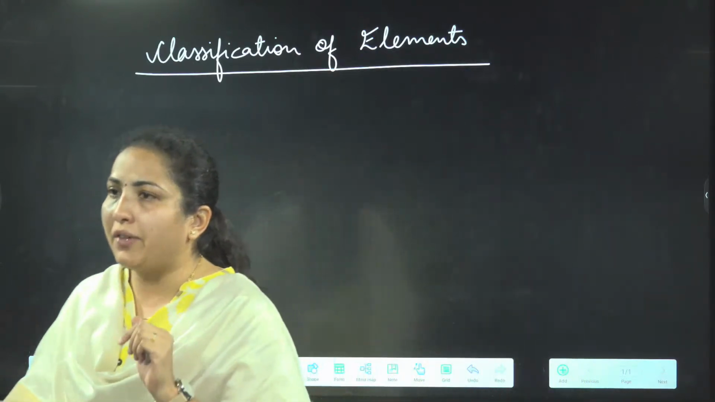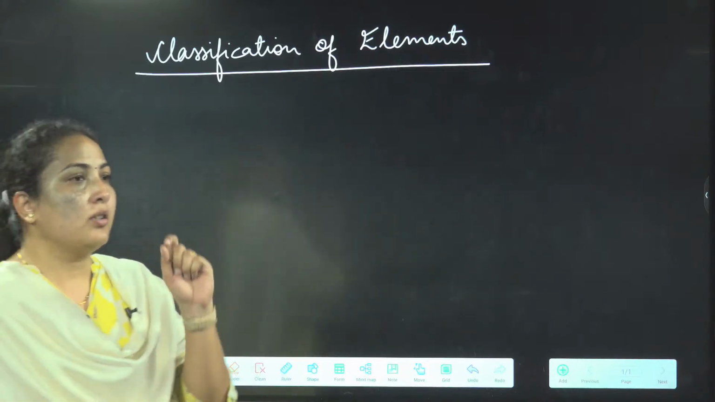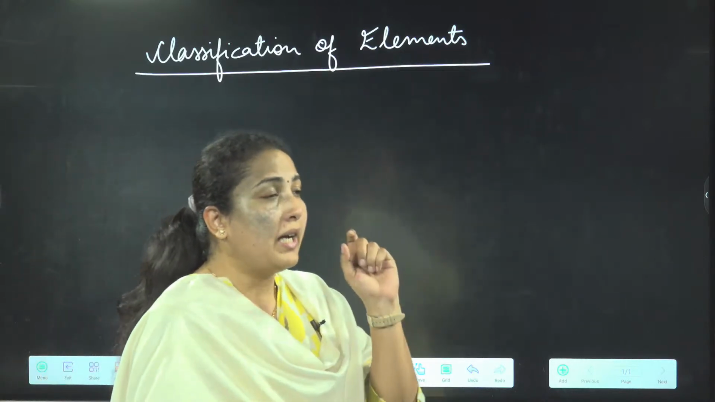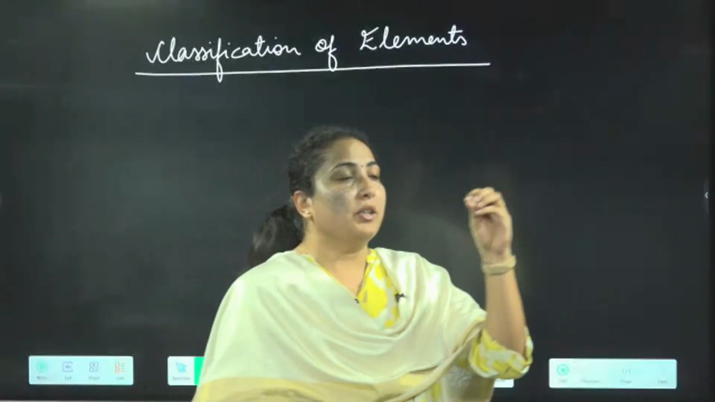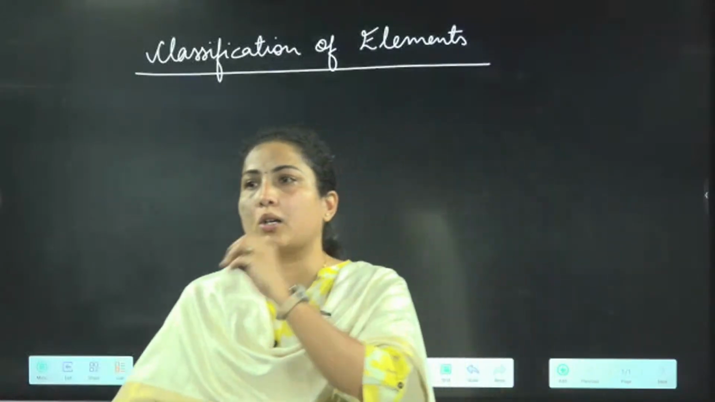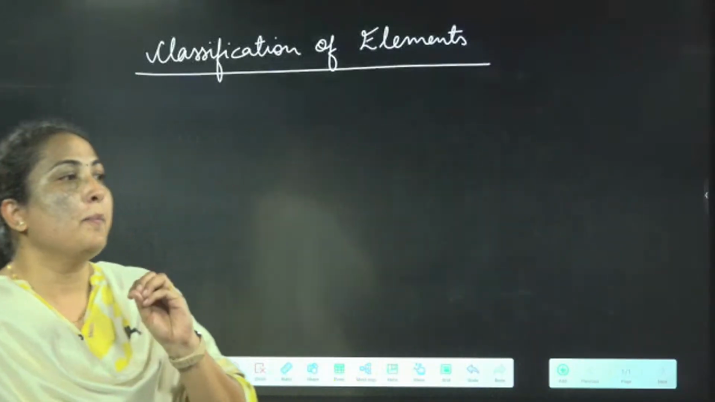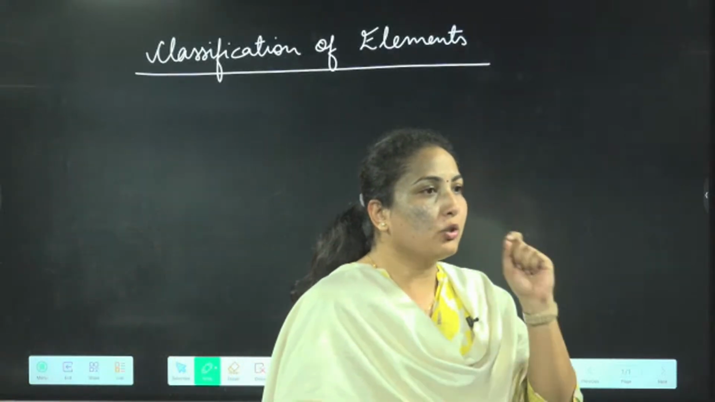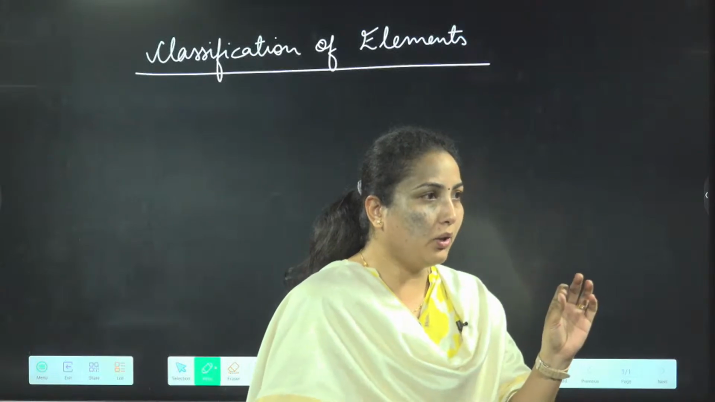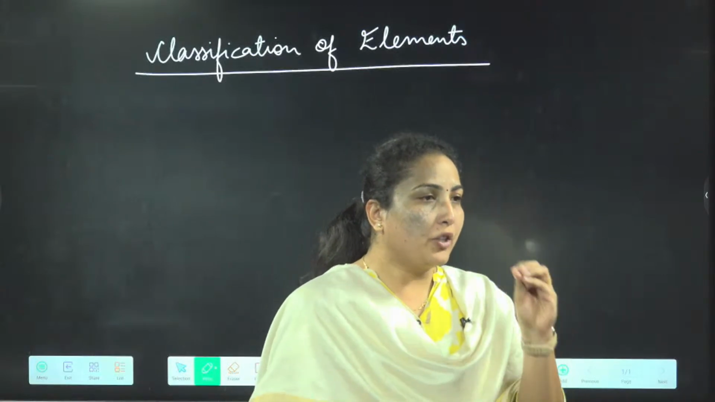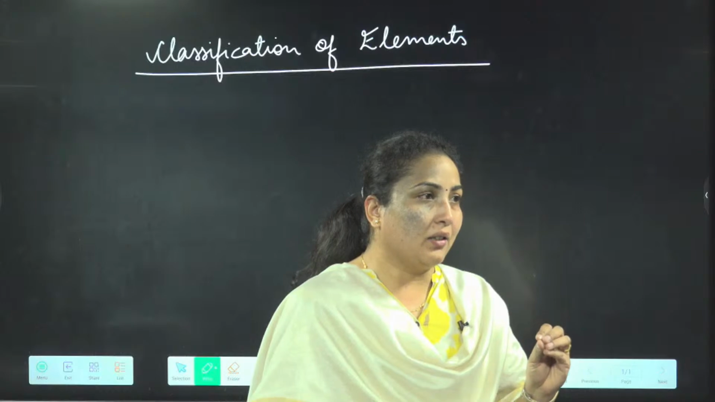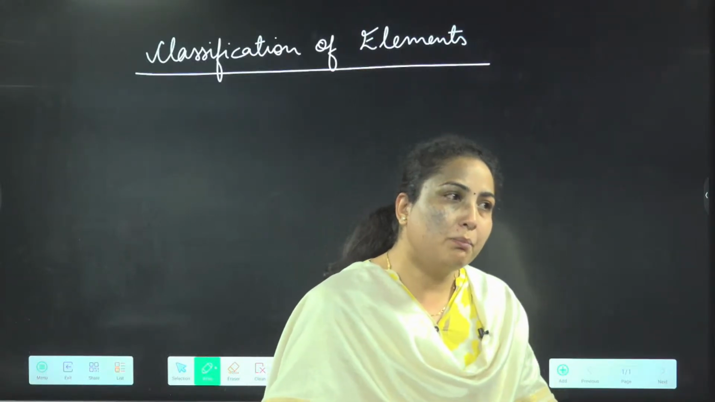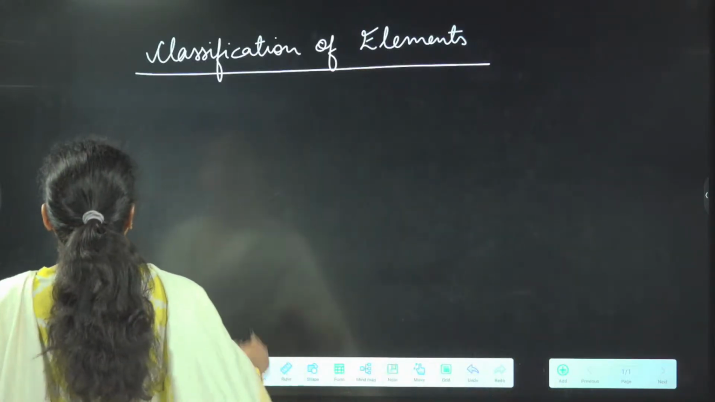So in general, the elements can be classified on the basis of in which orbital the last or differentiating electron is entering, whether it is S block, P block, D block or F block. That's the classification basis. So let us write that, okay?